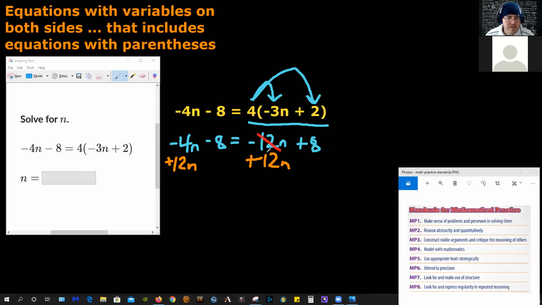So when I add 12n, these are going to cancel. Now that means I'm going to go ahead and add 8 to both sides so that I don't have my constants, those numbers without variables, on the same side as my variable expression. So the negative 8 and the positive 8 cancel each other out. So what are we left with? Negative 4n plus 12n would be 8n, and then I have an equal sign, and then I have 8 plus 8, which is 16.